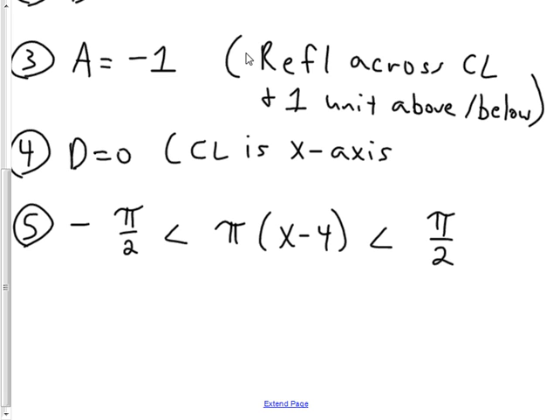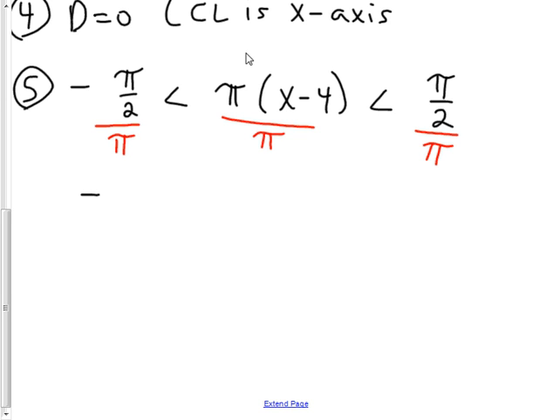So first thing is I'm going to divide everything I see here through by pi. I'm going to divide by pi, divide by pi, divide by pi. That's basically just going to divide my pi out everywhere. This becomes negative 1/2 is less than x, which is less than 1/2. Dividing everything through by pi. Sorry, x minus 4, without the minus 4. Sorry about that. So now we add 4 everywhere.